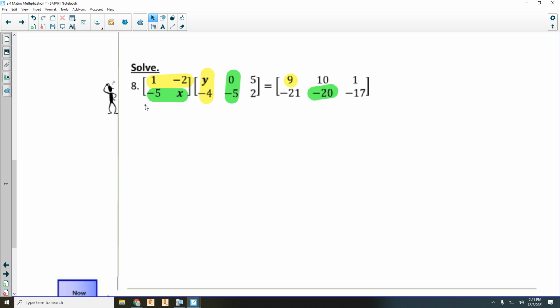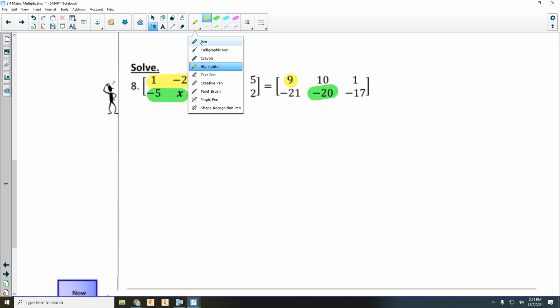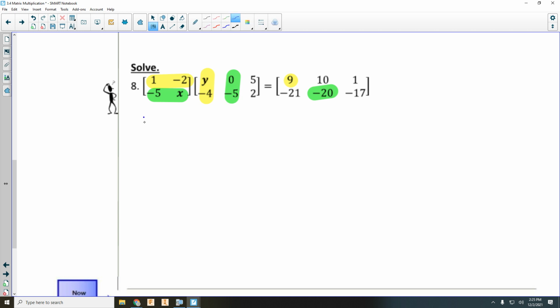So what's my equation? It would be 1 times y is equal to 9. And then the second equation would be -5 times 0 plus x times -5 is equal to -20.